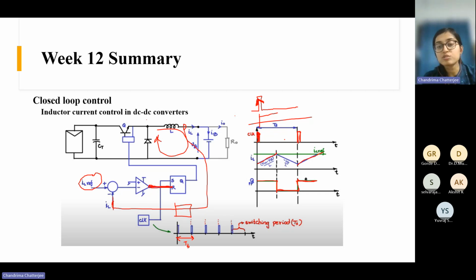I think you have studied this SR latch, right? In digital electronics, have you learned all this, SR latch, D flip flop, SR flip flop, all these things? Yes, okay, ma'am. And why is the SR latch used only? Why not a D flip flop?